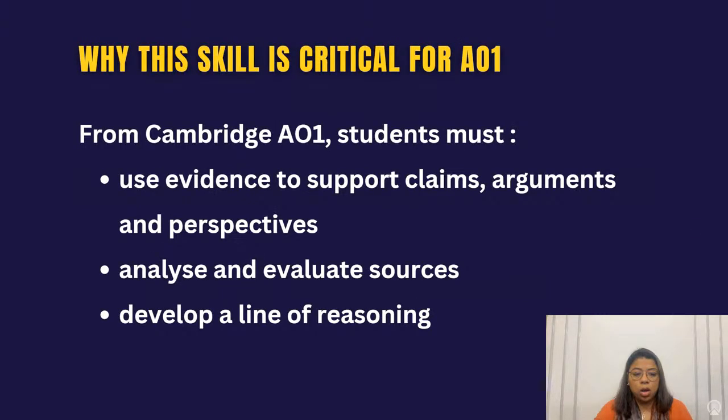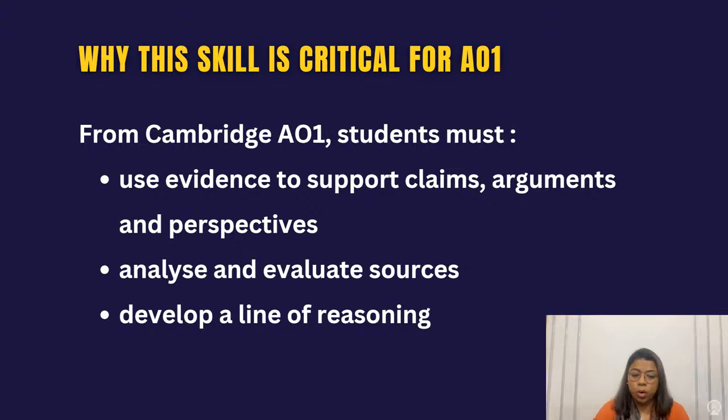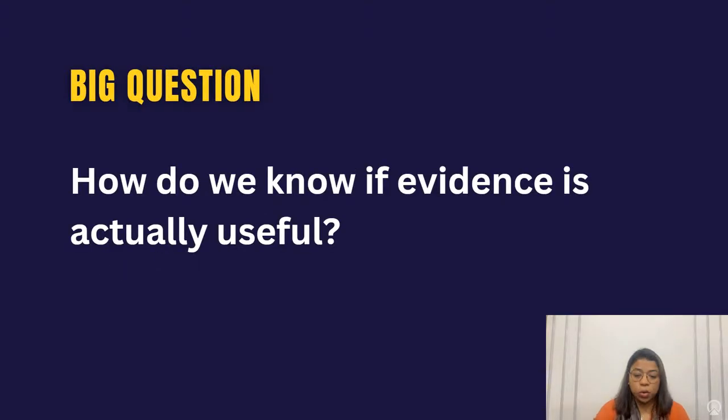All right, so today we are going to understand the skill for your evidence. First, we'll know why it is important from the Cambridge perspective. If you look at assessment objective 1 in Global Perspectives, it talks about students must use evidence to support claims, arguments, and perspectives, analyze and evaluate sources, and develop a line of reasoning. Now the big question that I have for you all is, how do we know if evidence is actually useful?